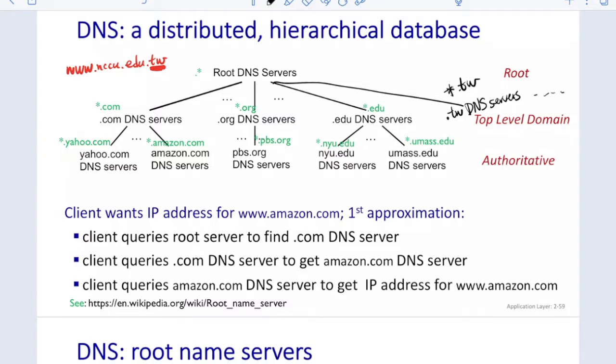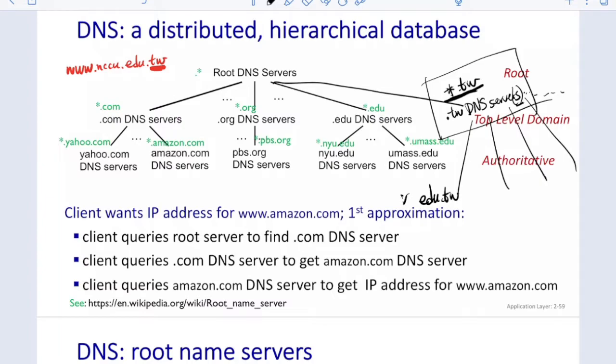There should be a bunch of DNS servers that manage all of the names that end with .tw. There should be a bunch of servers right here. They know how to resolve .tw. Okay, and after that, those servers will have a hierarchy.